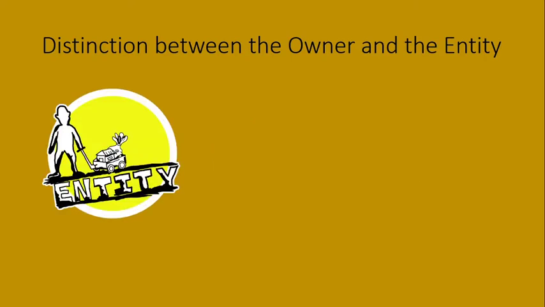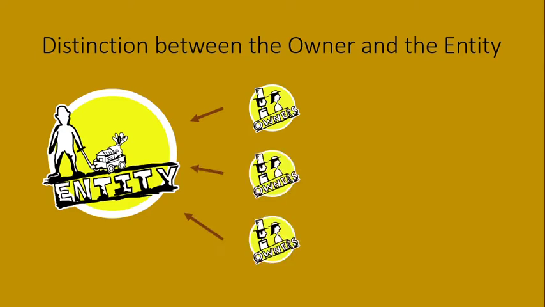Let's talk about the word entity. The entity is an artificial person created by an owner or group of owners to transact business. Talking about the advantages and disadvantages of forming an entity will be discussed in another video. Just think that an entity is like a big child, not knowing what to do but guided by the owners.